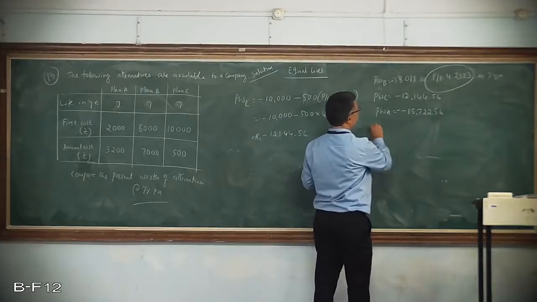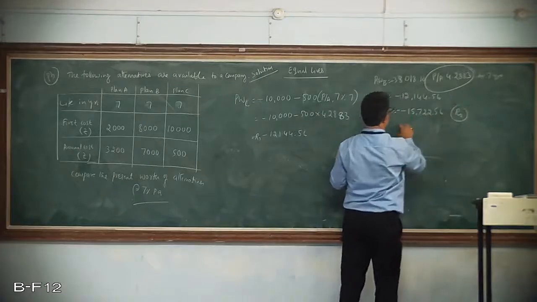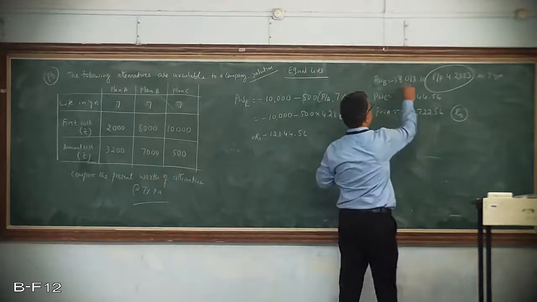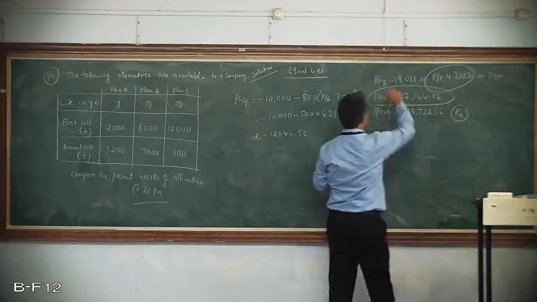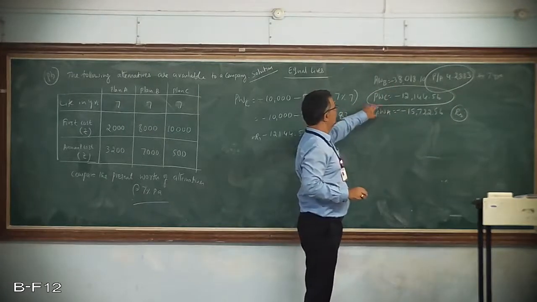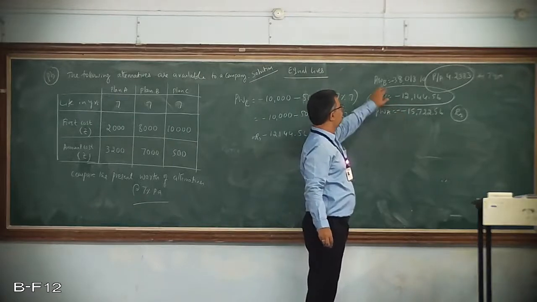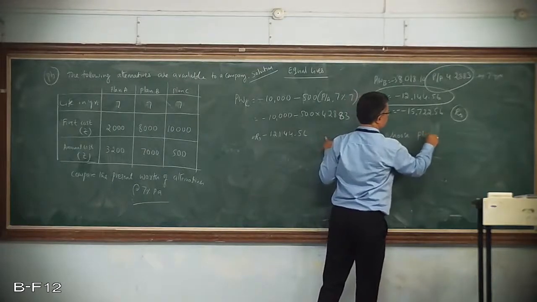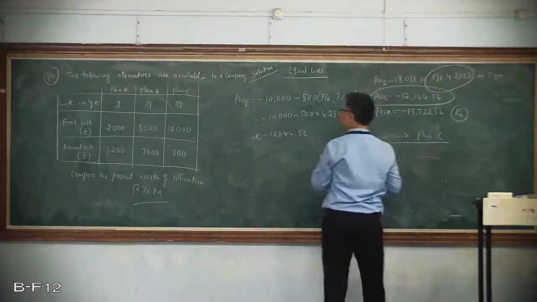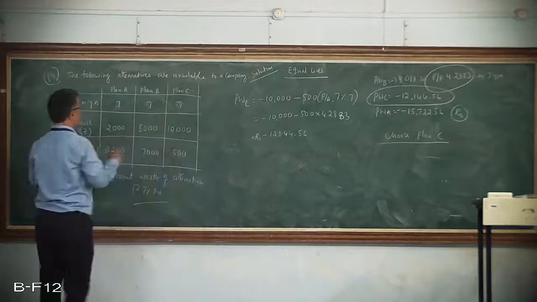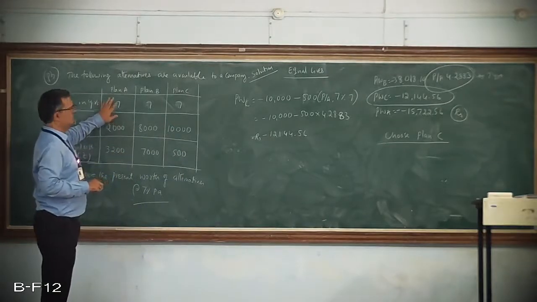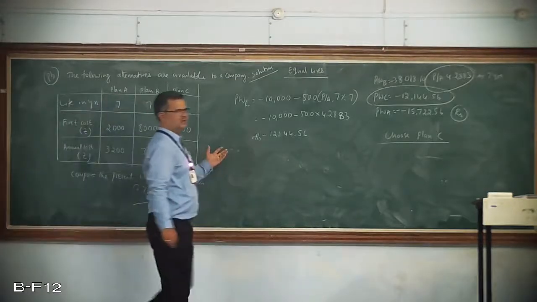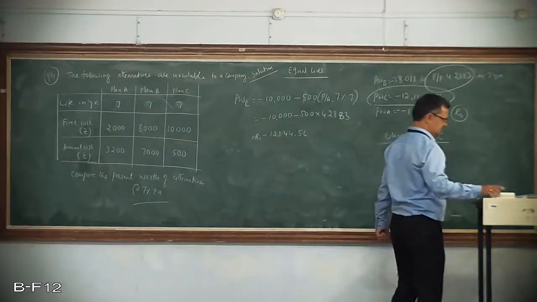So here, among these, PWA is worth rupees minus 15,000, C is minus 12,000, and PWB is minus 38,000. So plan C is good compared to PWA and PWB, because it is only minus 12,000. So choose plan C, that's it. If the lives of the assets are the same, say for example 7 years, then that's the way of solving the problem or finding the present worth.